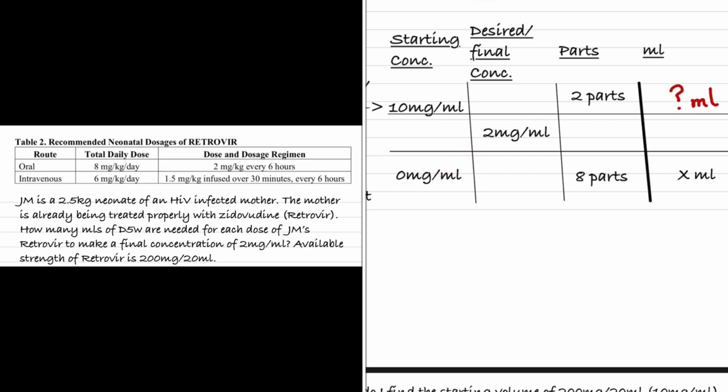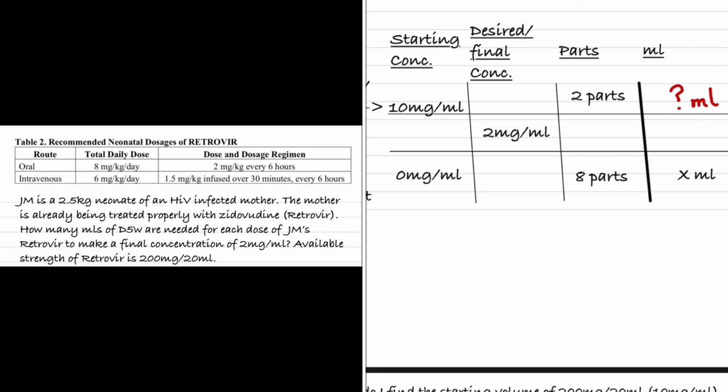Subtract going diagonally. 2 minus 0 is 2 parts. 10 minus 2 is 8 parts. Since the question asked for how much D5W, which is the diluent, I'm going to put my X milliliters in this bottom right corner. Notice that we do not know how many milliliters there are here. How do we do that?